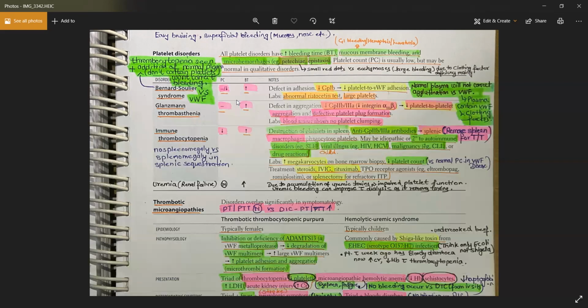You will have a high bleeding time and a normal platelet count, of course, right? So yeah, that would be it about Glanzmann thrombasthenia.